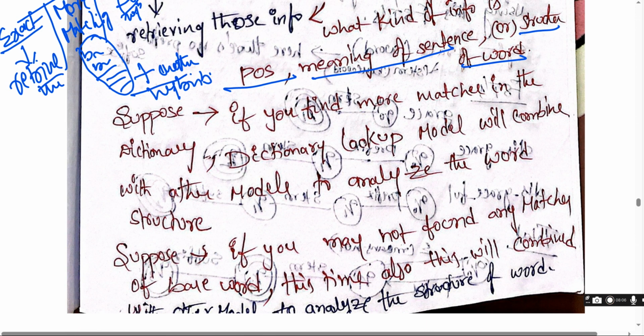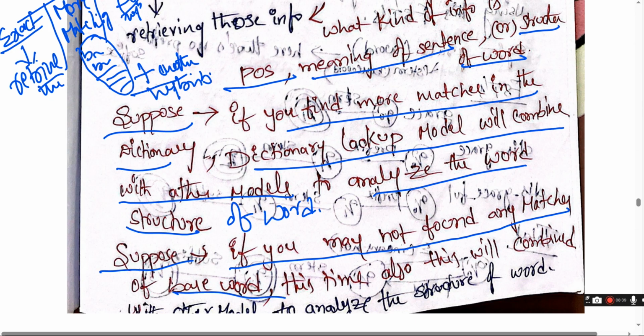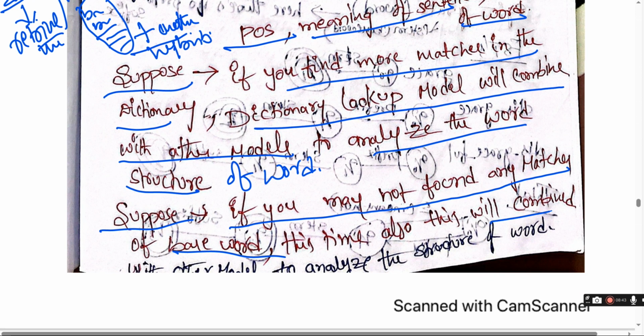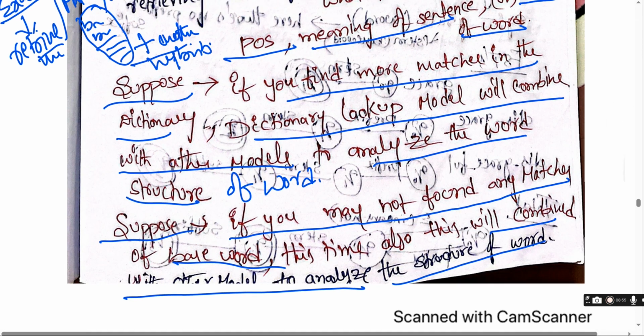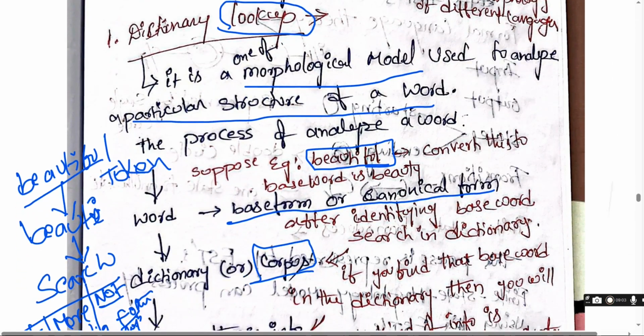So see here, I wrote the sentences very clearly. Suppose you find more matches, the dictionary lookup model will combine with another model to analyze the structure of a word. See another chance, right? Suppose you did not find any matches of the base word. This time also the dictionary lookup model will be combined with other models to analyze the structure of the word. Okay, so this is about your dictionary lookup model. I hope everyone understands this dictionary lookup model, right?